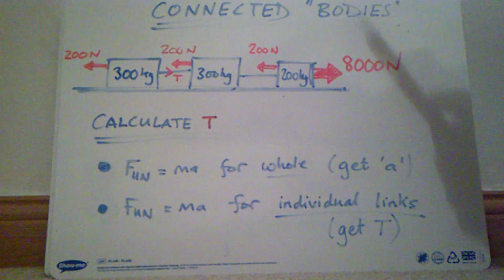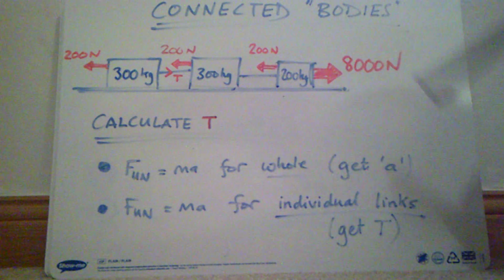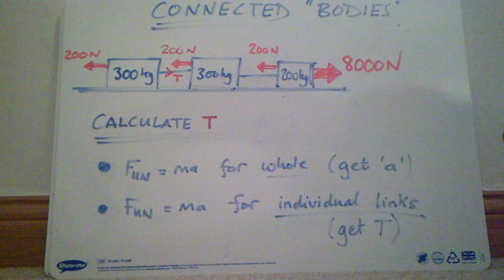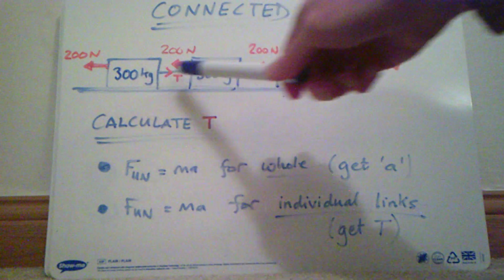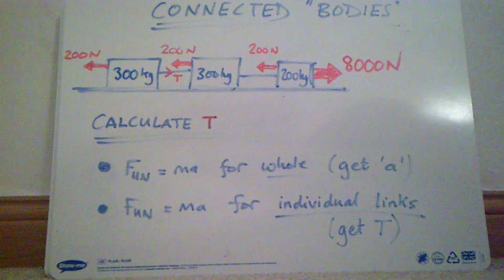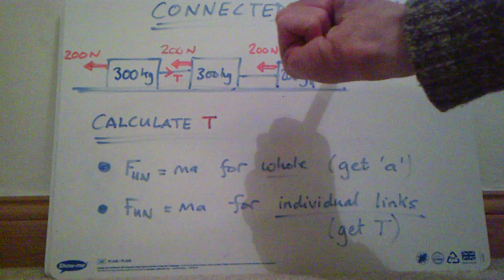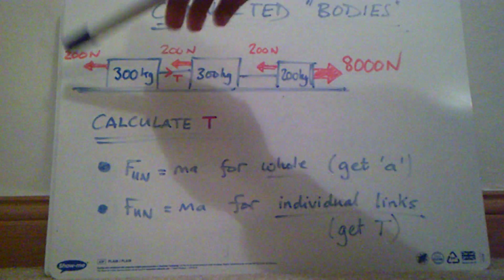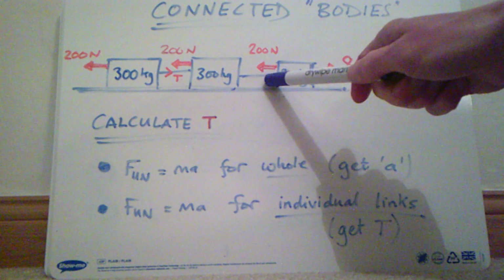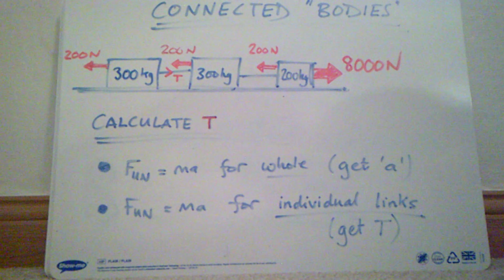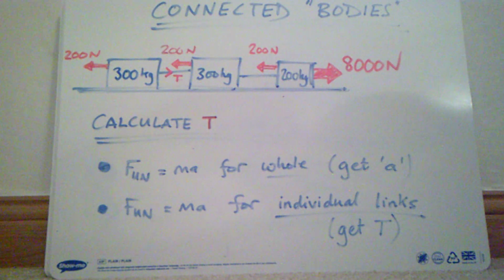So, connected bodies. Bodies in physics just means objects. It's not like we've tied a bunch of bodies together and we're dragging them along. So this is probably best done with an example. So we've got 3 bodies, 300 kilograms, 300 kilograms, 200 kilograms, and there's a forwards force of 8,000 newtons on the first one, and this is dragging all of them along. But on each of these 3 bodies, there's also 200 newtons of friction, and they're connected. And we want to calculate the tension in this particular connector here.